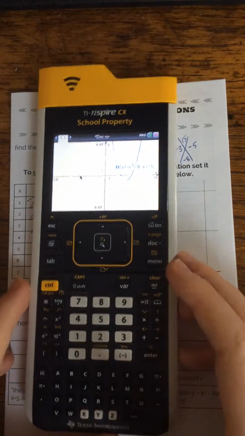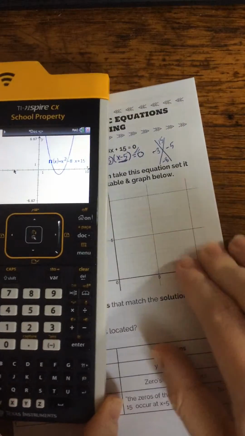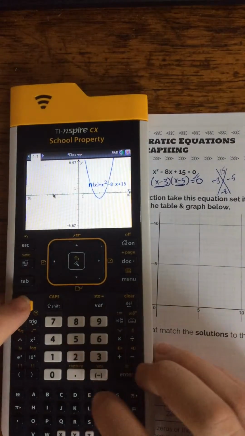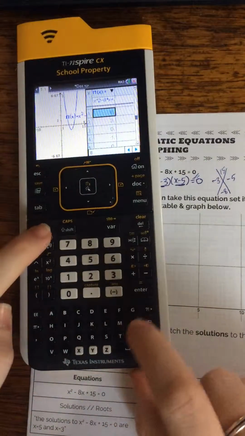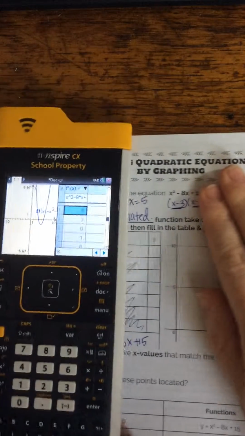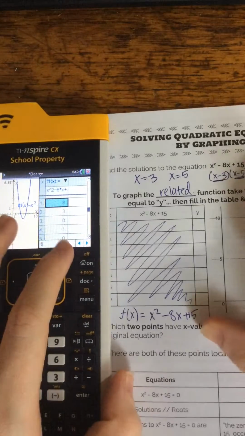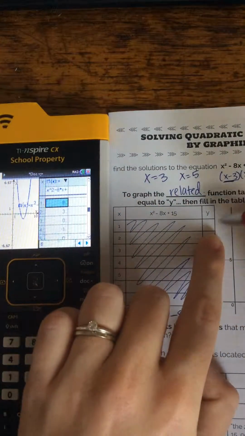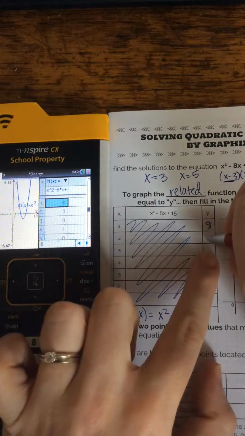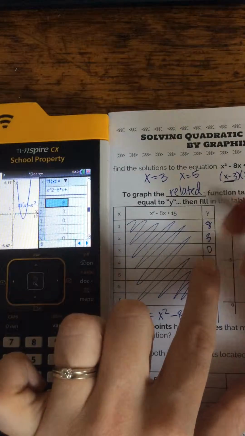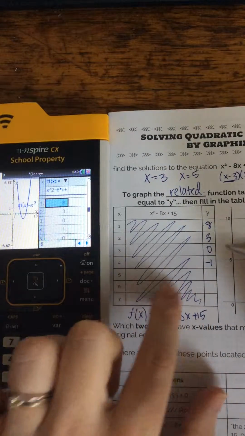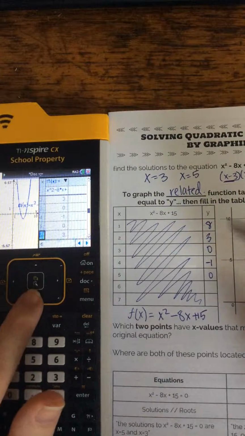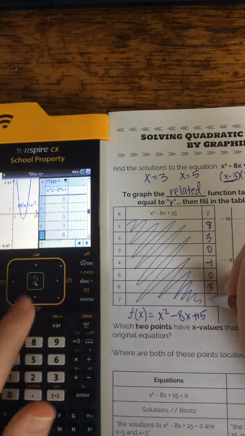From here, we're going to plot it over on our grid over here. Something you can use to plot this is Control T. If you hit Control T, a table will pop up on the side of the screen, and that'll give you some points to plot. So here, if x is 1, according to our table, y is 8. If x is 2, y is 3. If x is 3, y is 0. If x is 4, y is negative 1. If x is 5, y is 0. If x is 6, y is 3. If x is 7, y is 8.